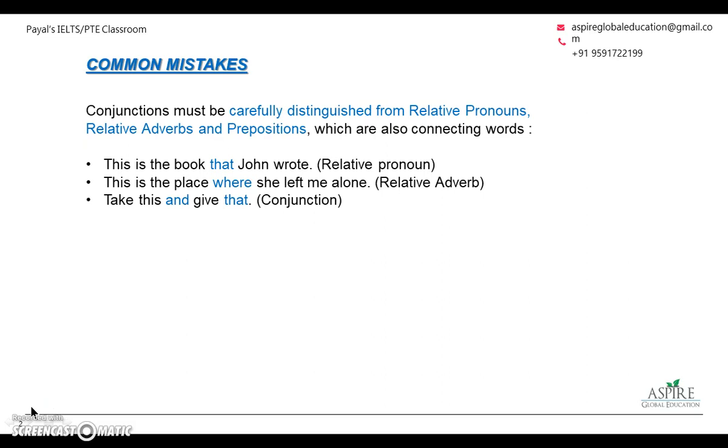This is the place where she left me alone. This looks as if there are two sentences. So this word where would be a conjunction, but it is actually a relative adverb. Take this and give that. So take this is one sentence, give that is another, and we're trying to connect it with a conjunction. The word that is a pronoun because you don't know what it is referring to. Probably it is referring to a noun which was discussed in the previous sentence.